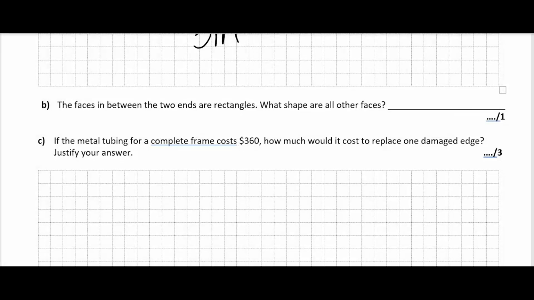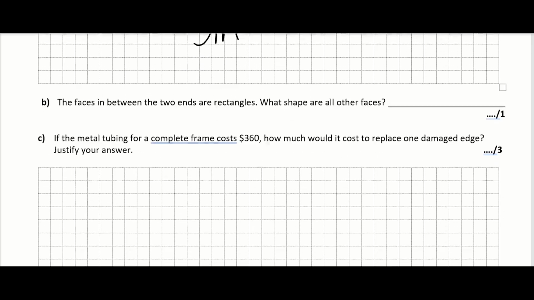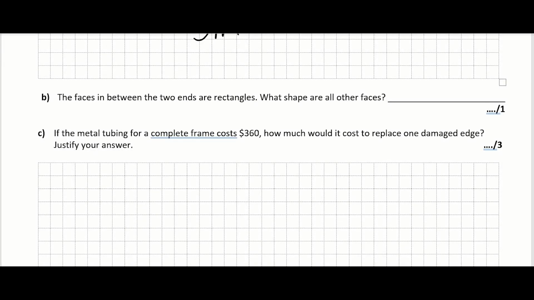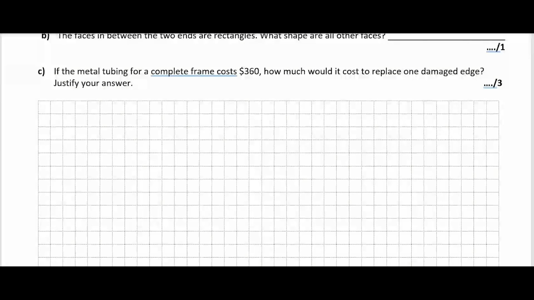In the faces in between the 2 ends are rectangles. What shape are all other faces? All right, so obviously these are rectangles. What are the 2 other shapes? They are triangles. The metal tubing for a frame costs $360. How much would it cost to replace 1 damaged edge? Okay, so that's asking you how many edges are on this frame and then divide it by this number.